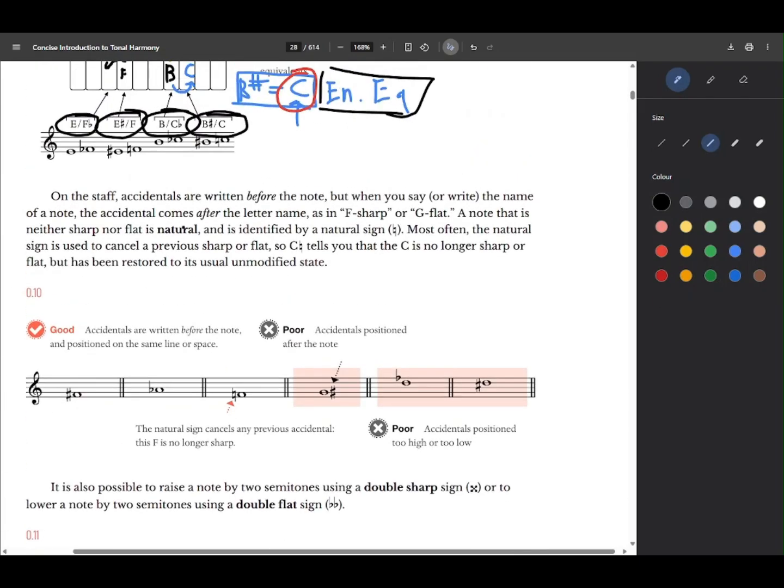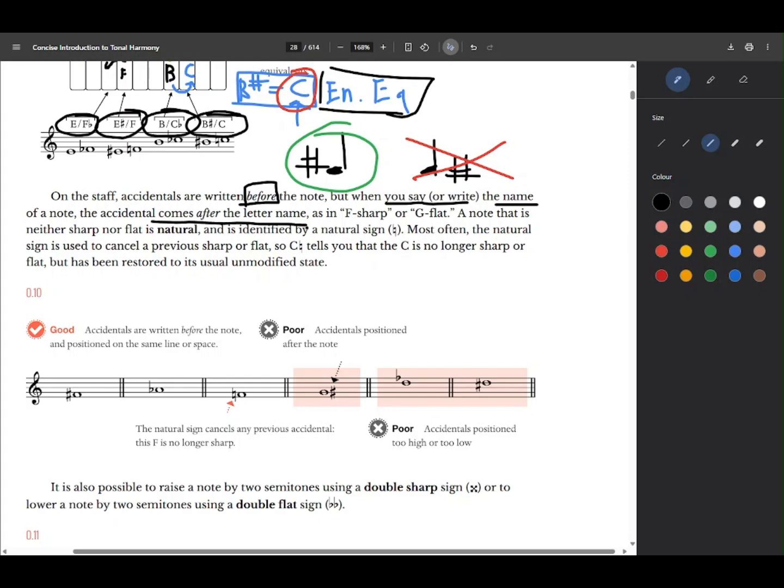So on the staff, accidentals are written before the note. Yes, very important. They're written before the note. You have a note, we have our accidental here. We do not want our accidental after the note. This is a no. This is good. But when you say or write the name of a note, the accidental comes after the letter name. A little bit complicated, but you'll get used to it.